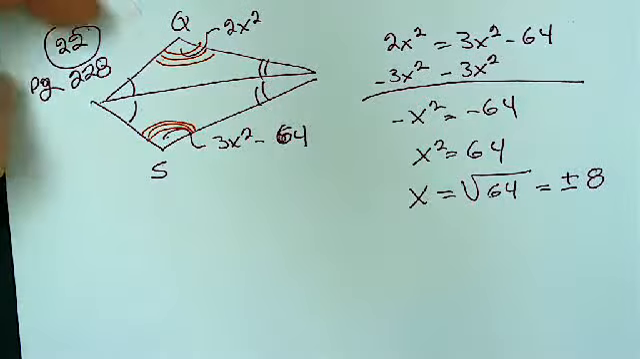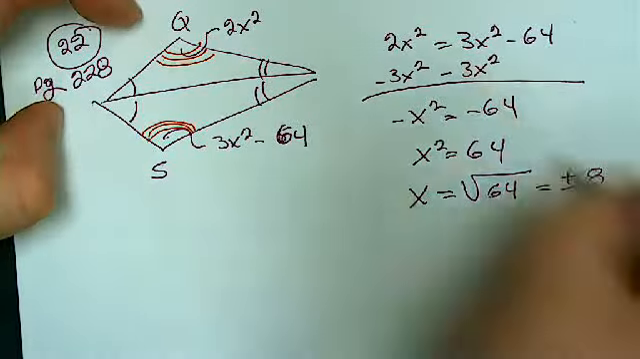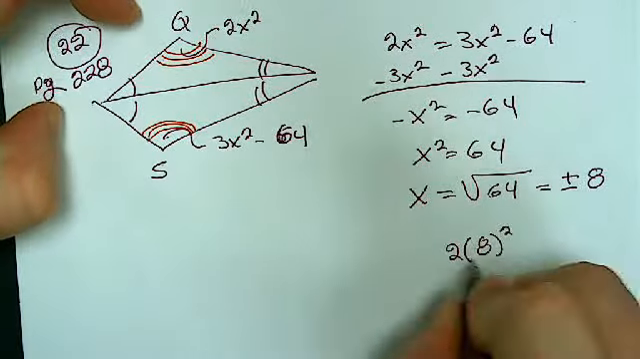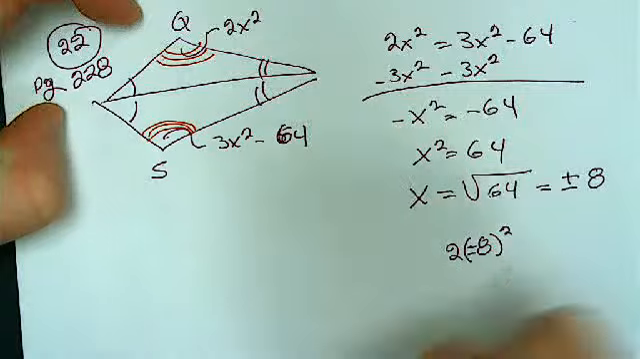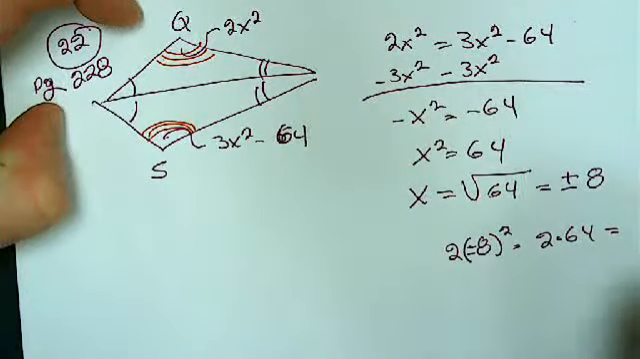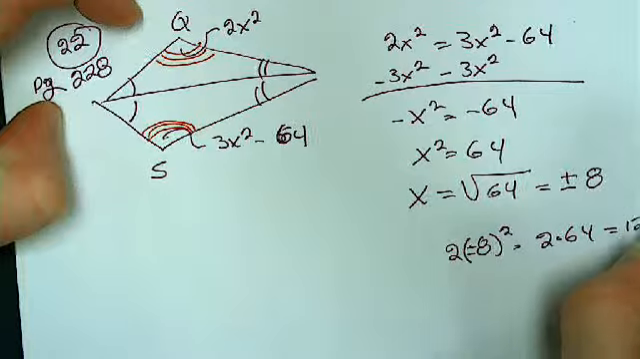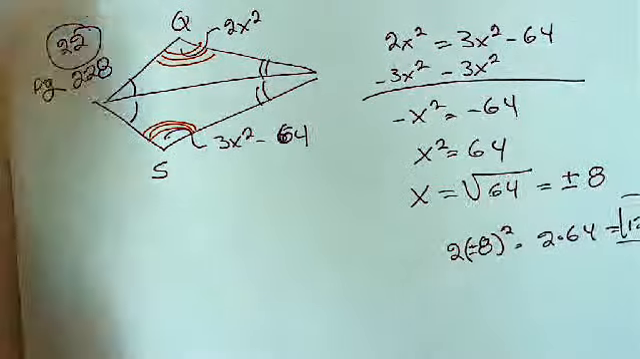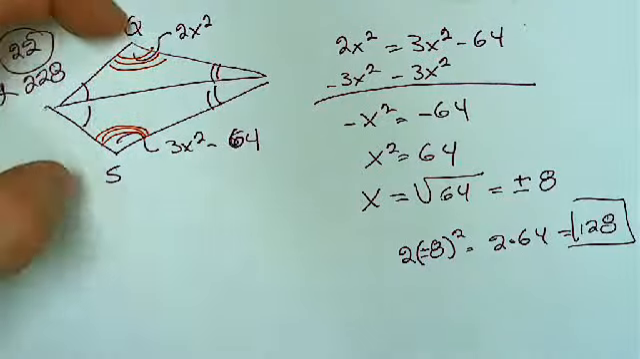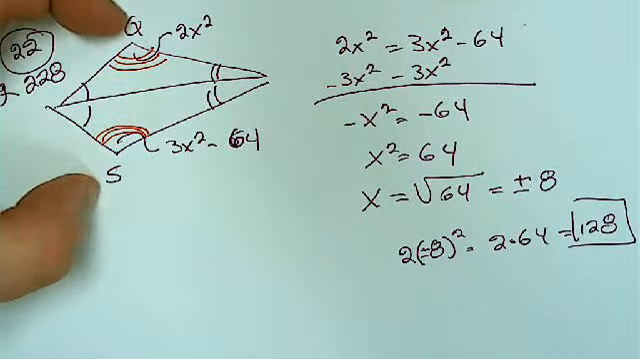And then the question was, what was the measure of angle Q? So plug it back in. 2 times 8 squared. That's either a positive or a negative 8, but I get the same answer because I'm squaring it. It's 2 times 64, which is 128. And that's true for both angle Q and S, because they're the same.